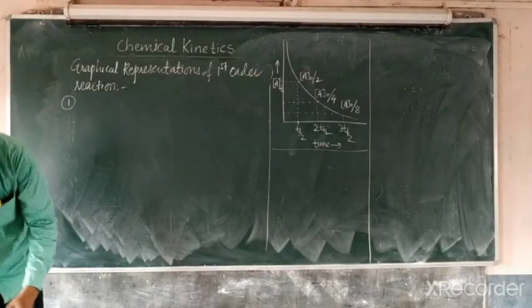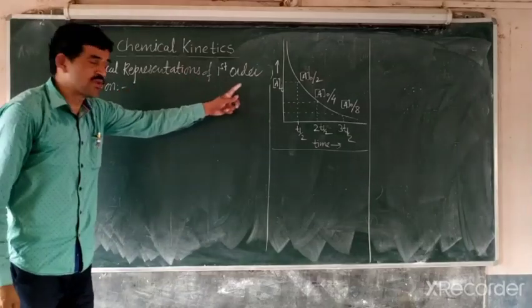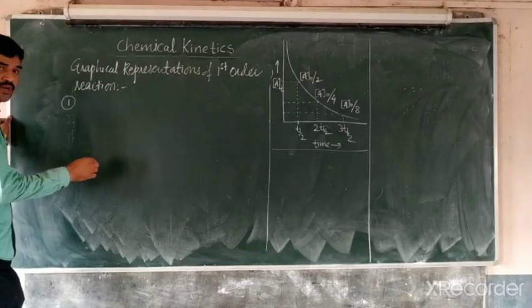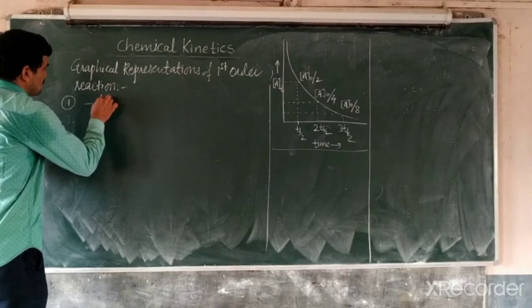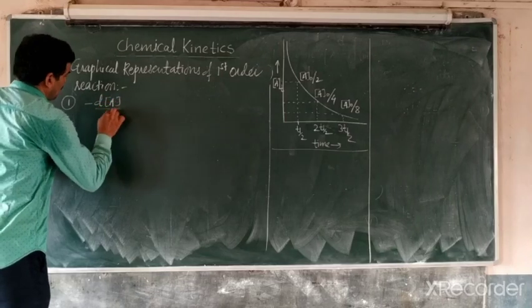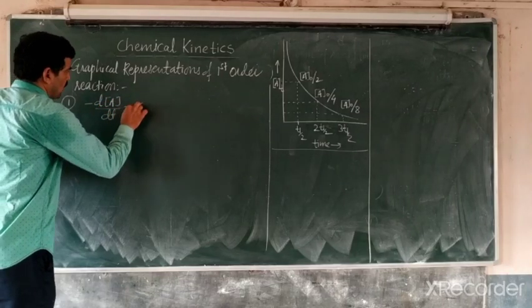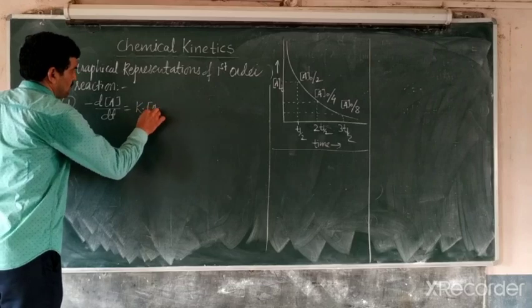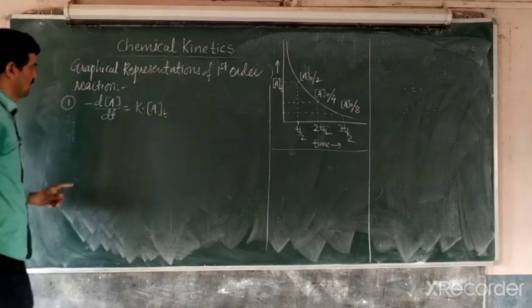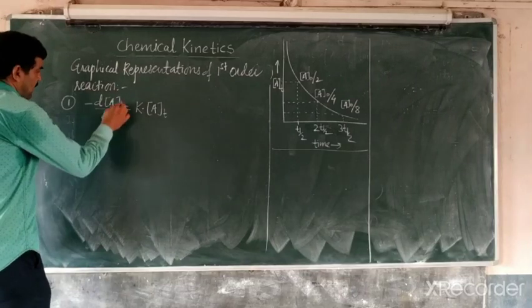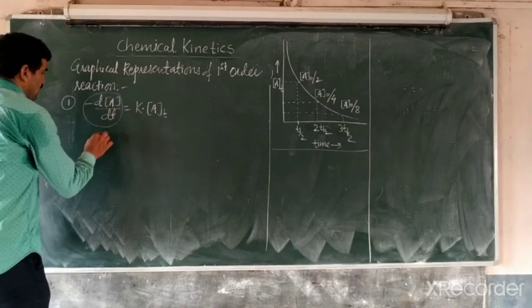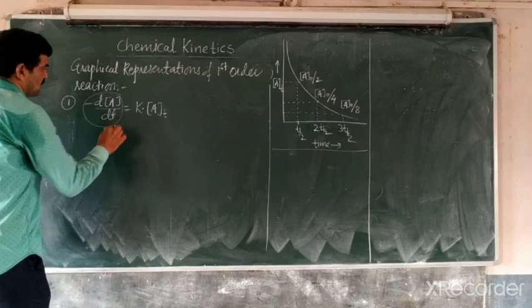There are different graphical representations possible for the first order reaction. For the first order reaction, the differential rate is minus dA by dt equal to K into A or At. This is the differential rate law. The term on the left hand side is known as the rate. This is nothing but the rate of the reaction.